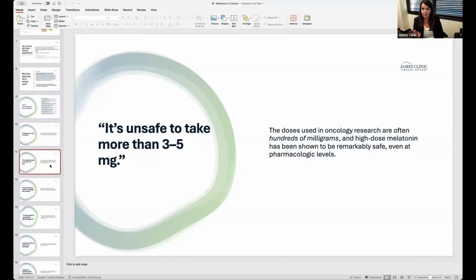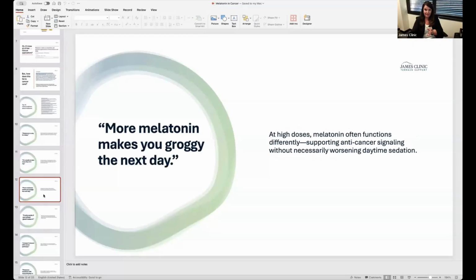It is unsafe to take more than 3 to 5 milligrams. So one of my favorite researchers, I believe his name is Dr. Reiter, I was just watching his video prepping for tonight. He's 88. He gave a talk to us last February and said, I've been taking this for 30 years at 180 milligrams a day. He's one of the main researchers who's published on this. So the research, especially in oncology, is hundreds of milligrams a day. So do not be concerned about that it is unsafe to take these big doses. We know that it is.